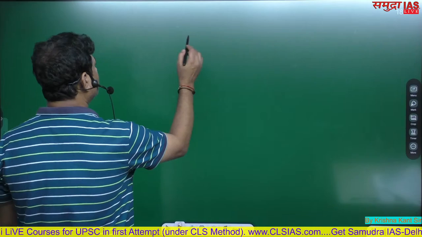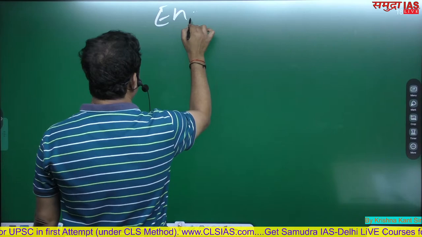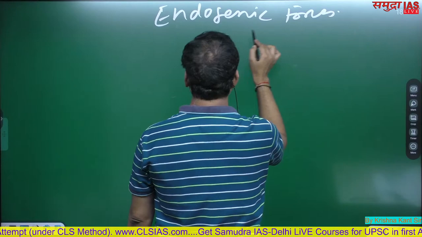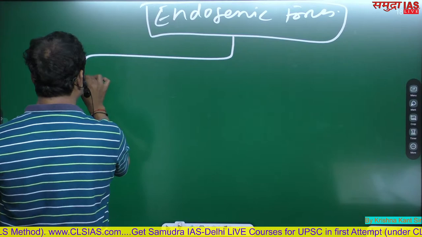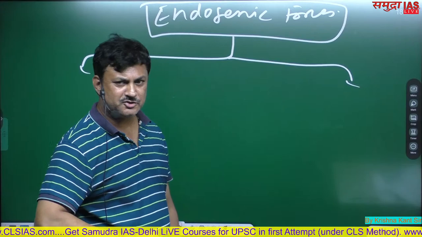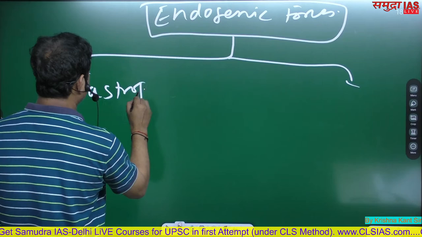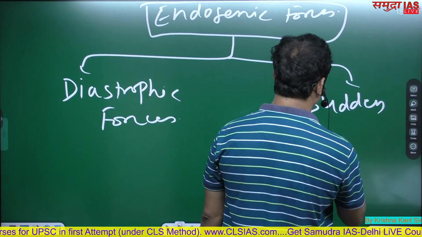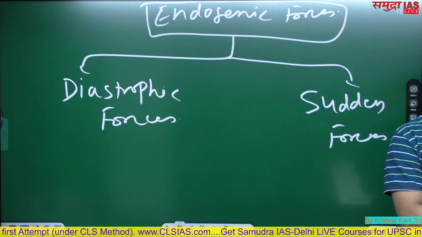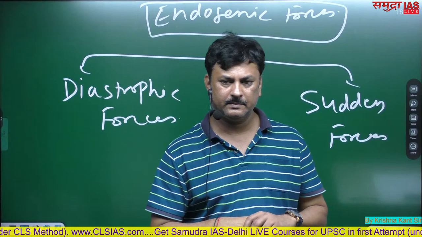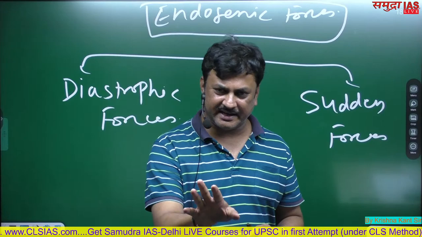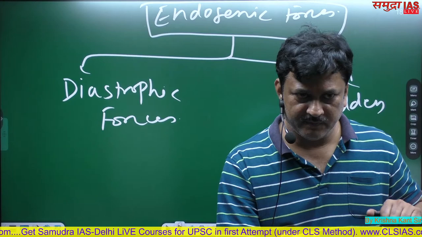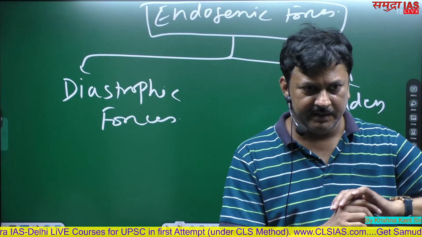Now, the types of endogenic forces. Look, there are two types. Diastrophic force and second is sudden force. Okay? Two types of forces, and we all know endogenic forces are responsible behind the movement of crustal part. In which ways? Two ways, horizontal and vertical. Is it okay?